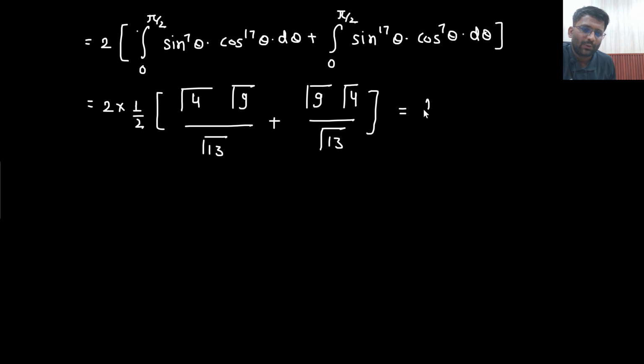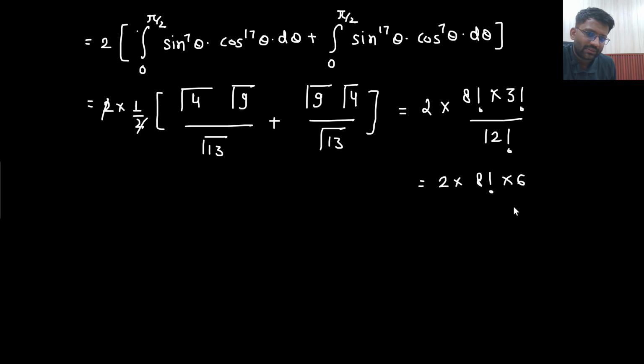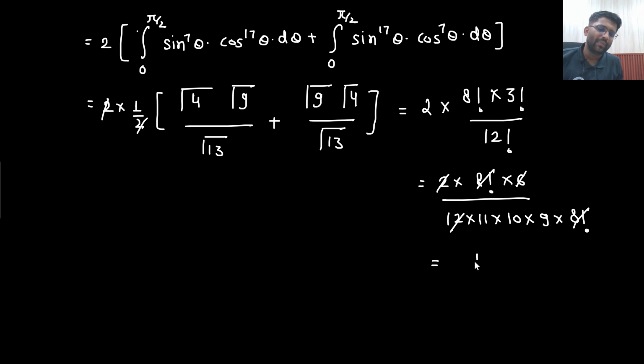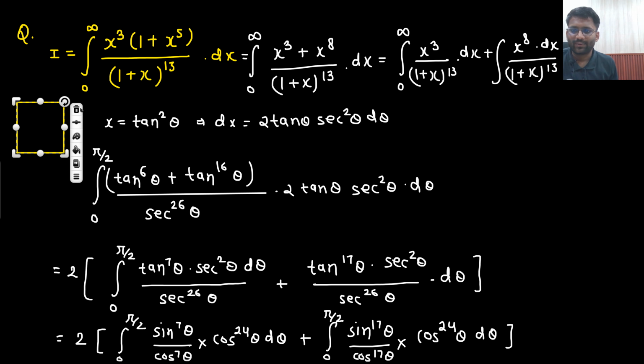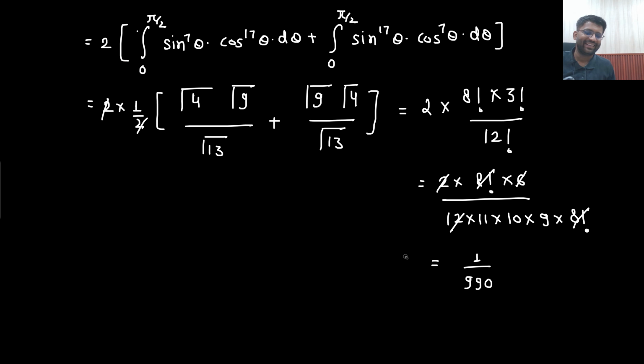So what will be the answer? 2 into 8 factorial into 3 factorial divided by 12 factorial, because this and this are getting cancelled out. So what is the answer? 2 into 8 factorial into 6 divided by 12 into 11 into 10 into 9 into 8 factorial. So this and this are getting cancelled out. 6 into 2 into 12 is getting cancelled out. So the answer is 1 by 990. Hopefully this answer is correct. Yes, correct. 1 by 990.